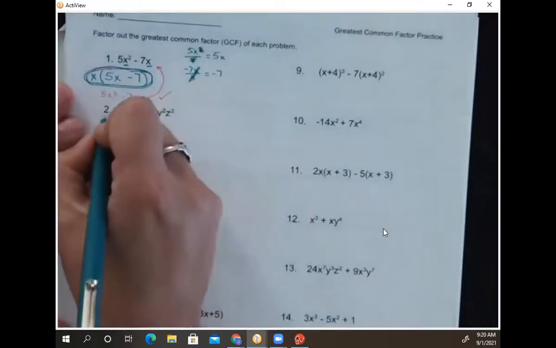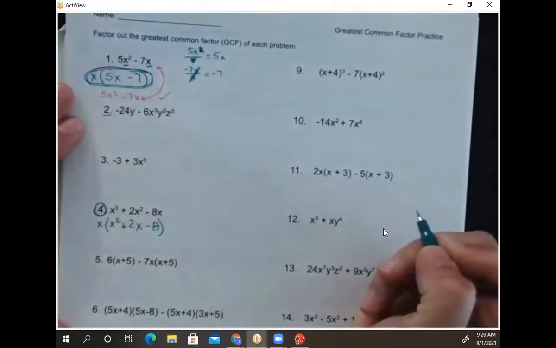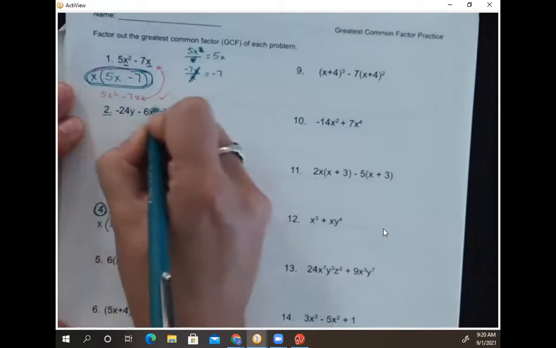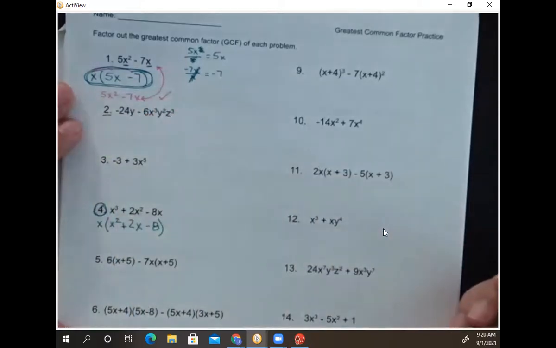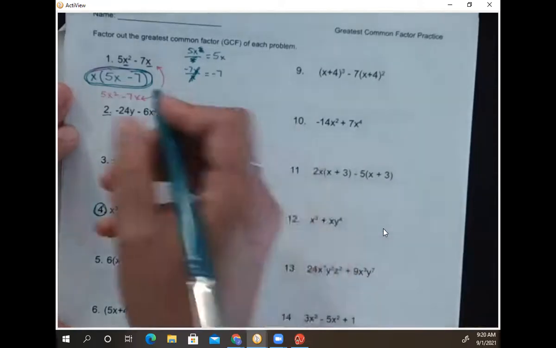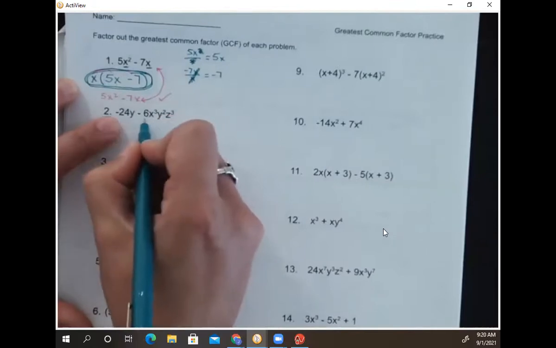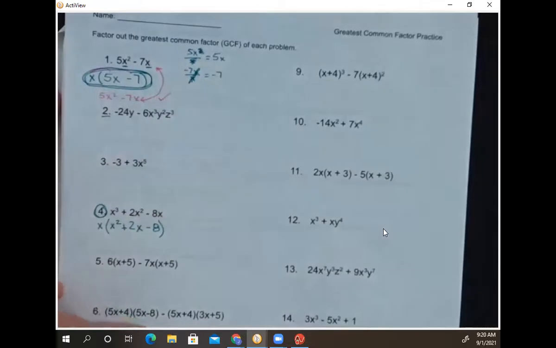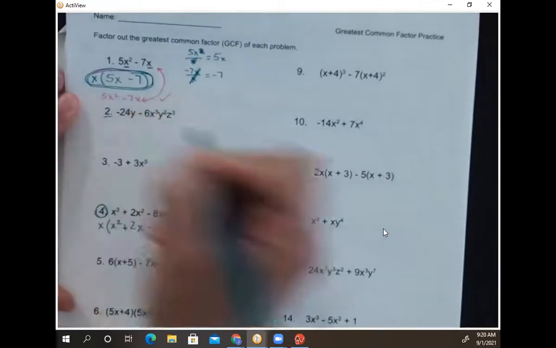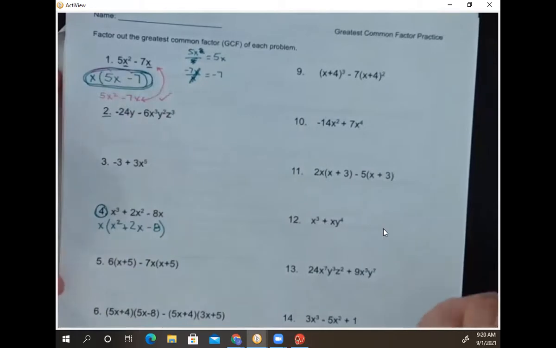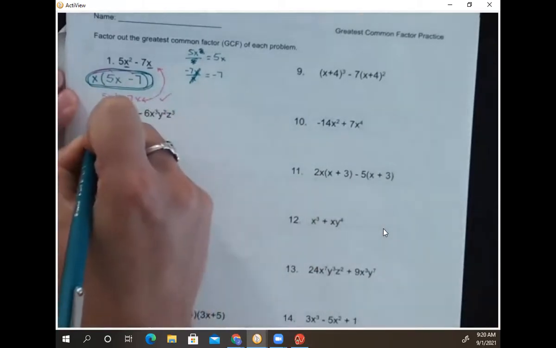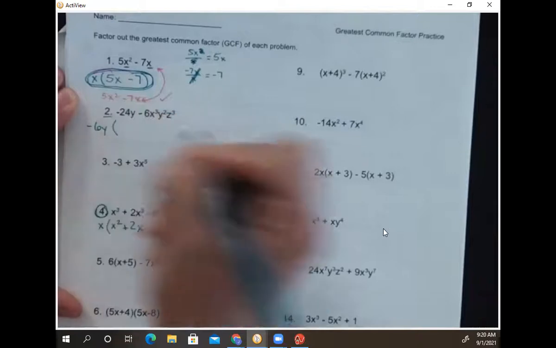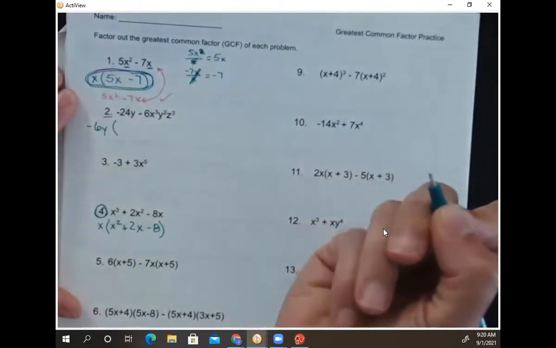Let's take a look now at number 2. So I've got one term here and another term here. What do they have in common? What's a common factor to both of those terms? I could divide both of them by 6, and I could divide both of them by y. Right? And in fact, since they're both negative, I could divide them both by negative 6 if I wanted to. So I'm going to factor out negative 6y, and then in parentheses, I'm going to write what's left over from each of those terms.